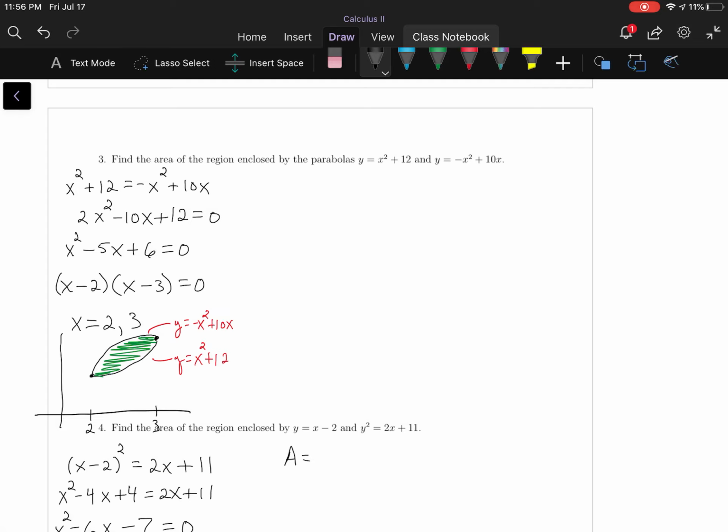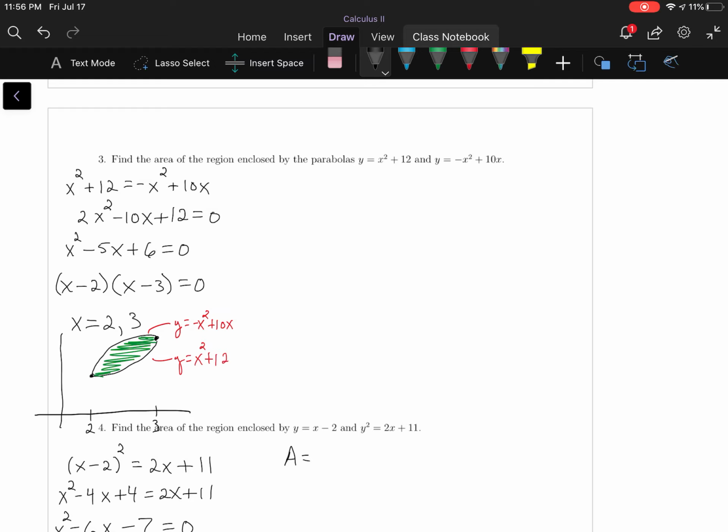To know the region that it's enclosed by, you need to figure out for what x or what y these two functions equal each other. Since they're both written in a y equals form, I set one y part equal to the other. So x squared plus 12 is y, so I substitute that into the right equation, which gives me this first line. Then getting all the terms on one side, I've got 2x squared minus 10x plus 12 equals 0.